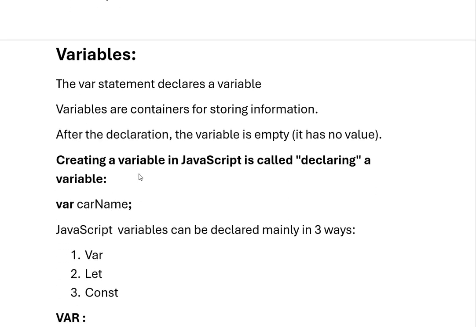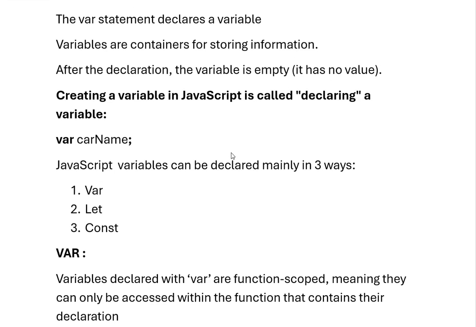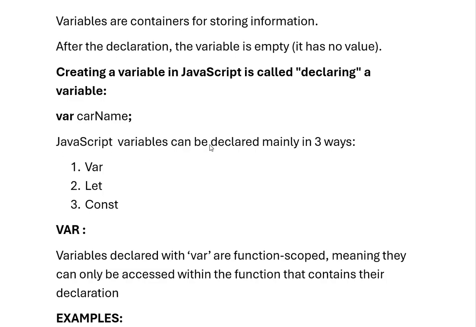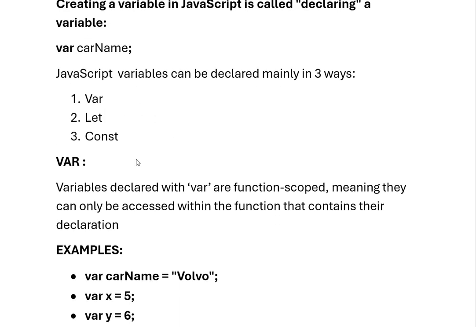Variables. A var statement declares a variable. Variables are containers for storing information. After the declaration, the variable is empty. It has no value. JavaScript variables can be declared mainly in three ways. First one is var, second one is let, third one is const.